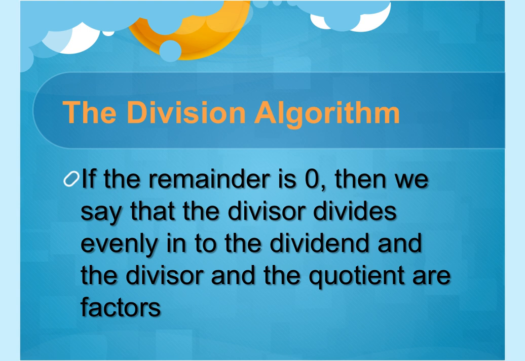All right, the division algorithm. There's a bunch of little tricks and applications in this section. And this one says if the remainder is 0, then we say the divisor divides evenly into the dividend, and the divisor and the quotient are factors. In normal speak, all this means is that if I divide something into the dividend and my remainder is 0, then whatever I divided into it is called a factor, okay?